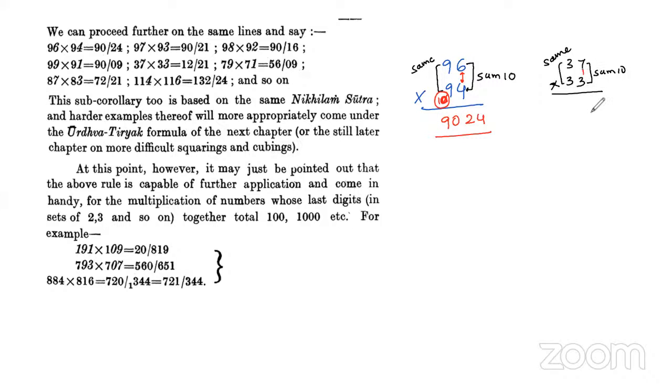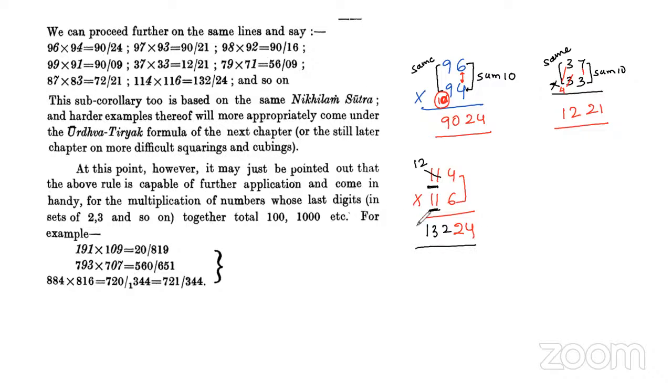So 7 into 3 is 21. The next number of 3 will be 4. So 4 into 3, you can see, that will be 12. So this is our final answer. Suppose 114 into 116. Here the sum is 10. So 24 we can write directly, their product. And the remaining place digits are the same. So the next number of 11 will be 12. So 12 into 11 will be 132. This will be the final answer.